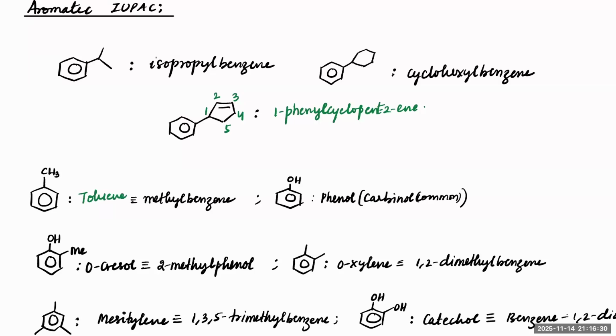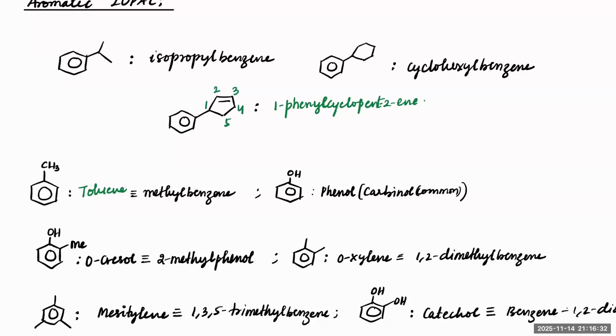Toluene. Toluene is the common name. The IUPAC naming is methylbenzene. Next, phenol. Phenol is the IUPAC naming. The common name is carbolic acid.